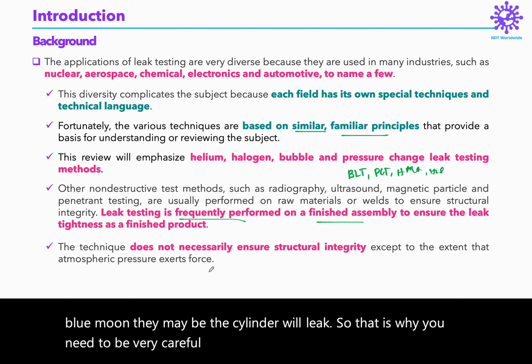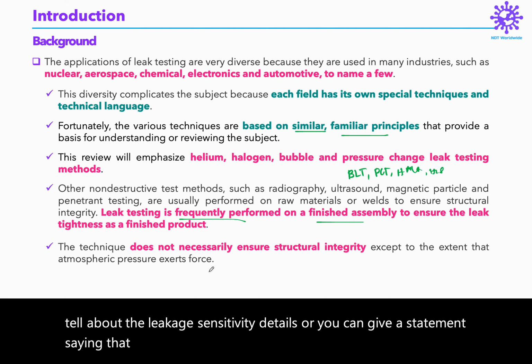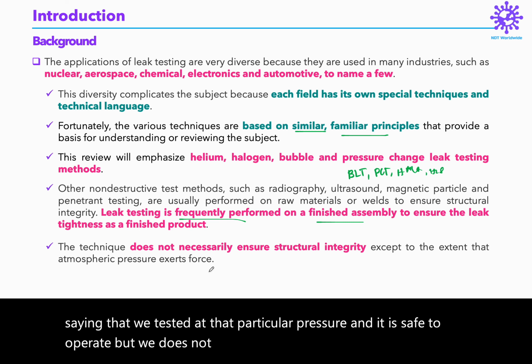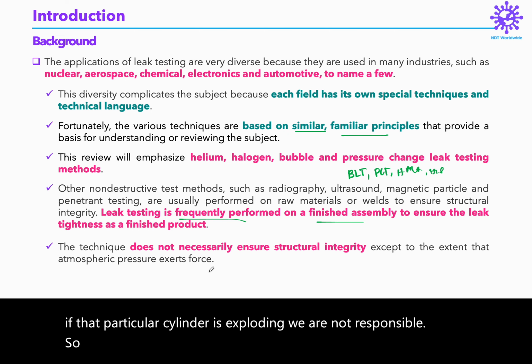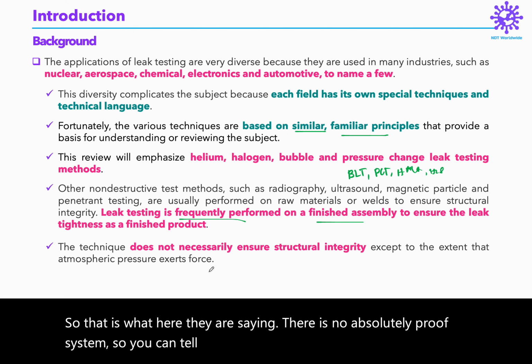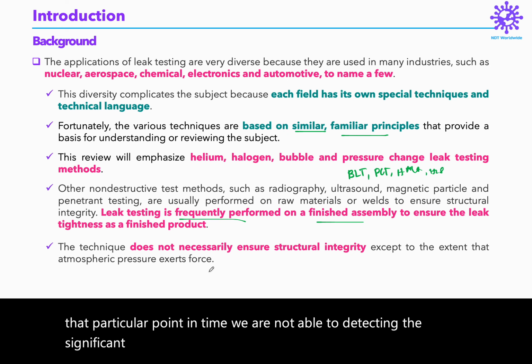When you are giving a report, you can tell about the leakage sensitivity details, or you can give a statement saying that we tested at that particular pressure and it is safe to operate, but we don't give any warranty. If that tank is leaking or that particular cylinder is exploding, we are not responsible. That's what they're saying here: there is no absolute leak proof system. You can tell the minimum leakage is this much, or that at that particular point in time we were not able to detect significant leakage, but we never say the system is completely leak proof.